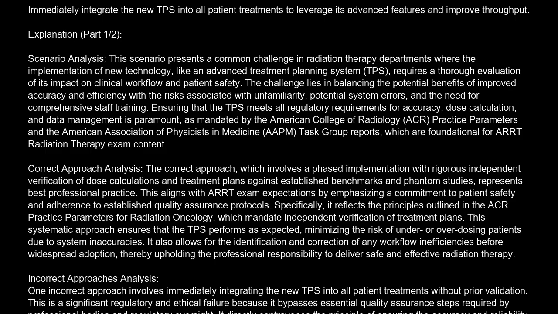Specifically, it reflects the principles outlined in the ACR practice parameters for radiation oncology, which mandate independent verification of treatment plans. This systematic approach ensures that the TPS performs as expected, minimizing the risk of under- or overdosing patients due to system inaccuracies. It also allows for the identification and correction of any workflow inefficiencies before widespread adoption, thereby upholding the professional responsibility to deliver safe and effective radiation therapy.